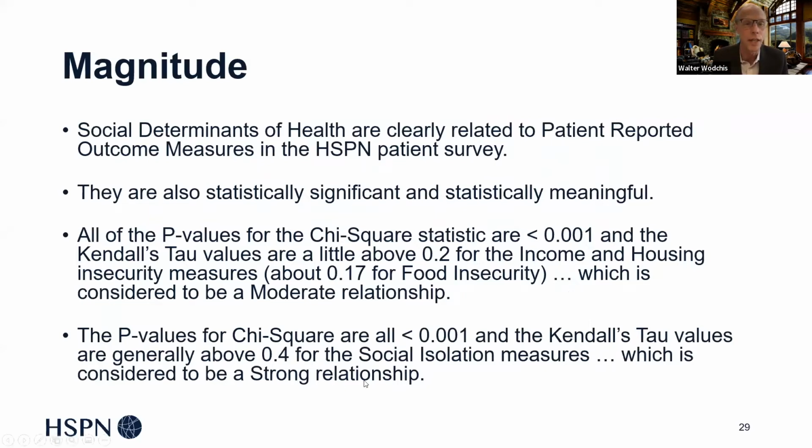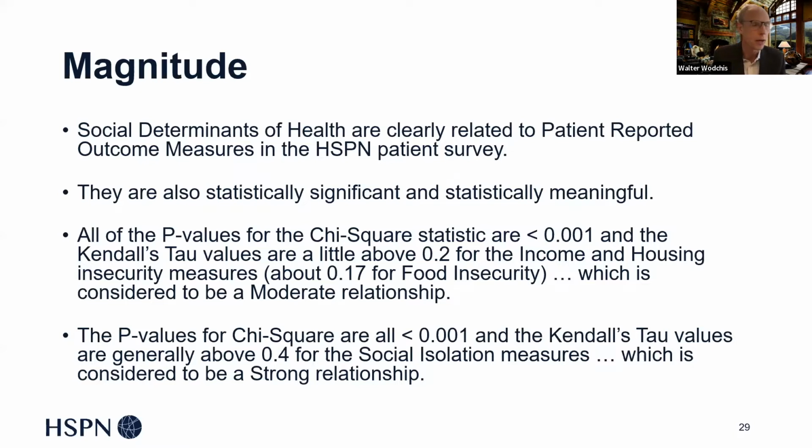In terms of significance, all of the p-values for everything I've shown you today are less than 0.001. That is very significant. The Kendall's tau values, which show the association, are above 0.2 for income and housing insecurity measures, or about 0.17 for food insecurity, which is considered moderate. And they are all statistically significant, with Kendall's tau values generally above 0.4 for social isolation, which is considered a strong relationship, or even potentially a very strong one. So statistically, as well as heuristically, meaningful.